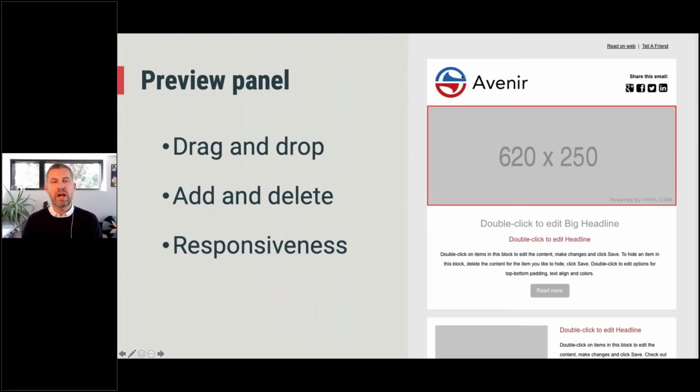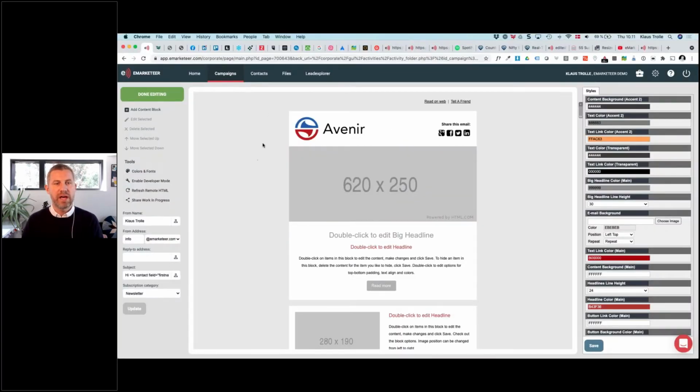Then in the middle, you have the preview panel. This is where you can drag and drop the content blocks around. You can also add and delete blocks, and you can look at how your email performs on mobile, tablet, and desktops. So basically checking out the responsiveness of the design that you're currently working on. So the preview panel is obviously the centerpiece here, which is the biggest piece where you see how your email will look when it arrives with your recipients.